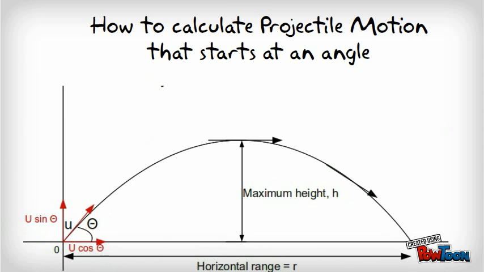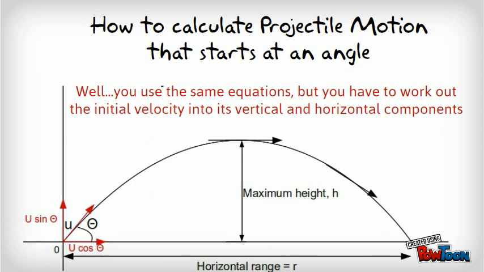If we're looking at projectile motion that starts at an angle, you use exactly the same equations, but obviously you have to work out from the initial velocity how much of that velocity is acting in the vertical direction and how much is acting in the horizontal direction. So you have to break down that initial velocity into its vertical and horizontal components, and you do that using trigonometry.